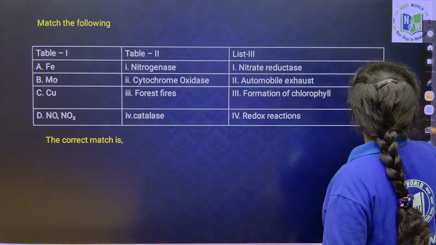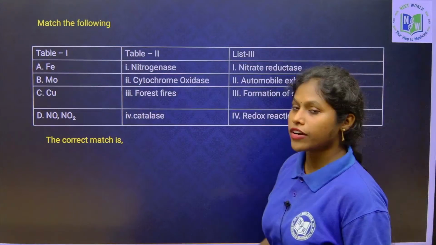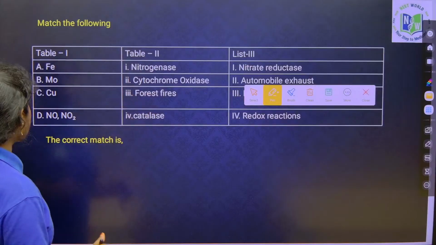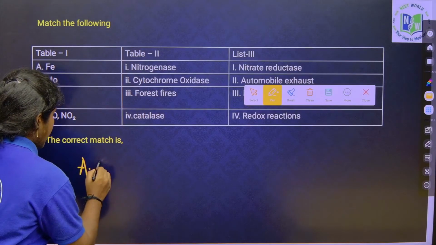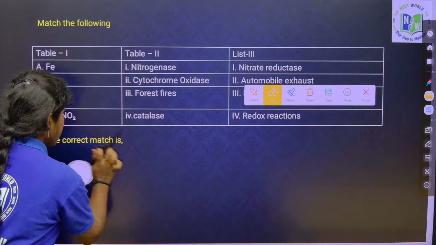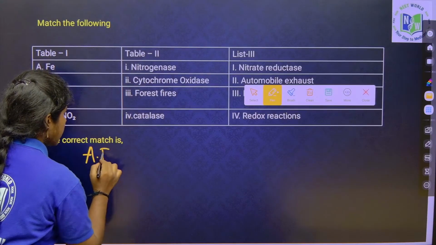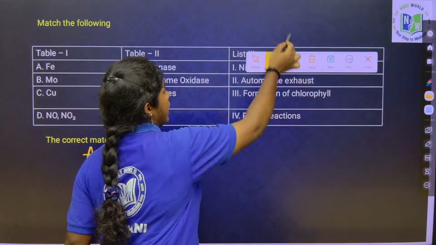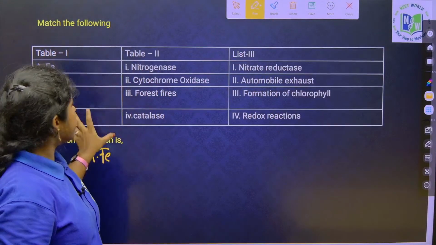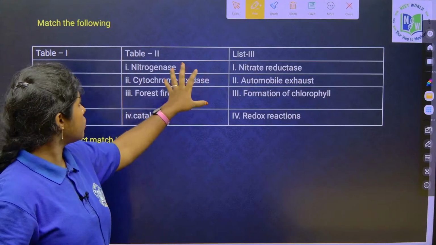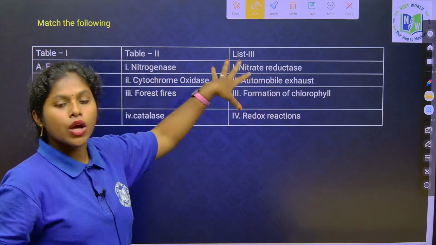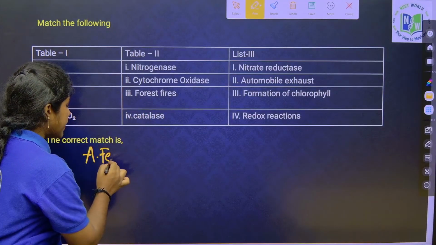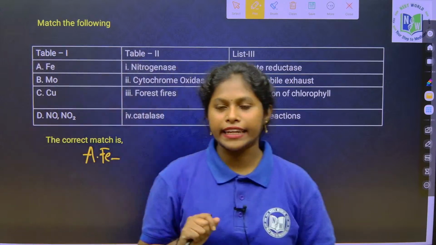So coming to the match the following, students. Here the first element given is iron. So here are three tables. First, A is iron, and we have to find which entries in table 2 and list 3 are suitable for iron. Okay, first is iron.